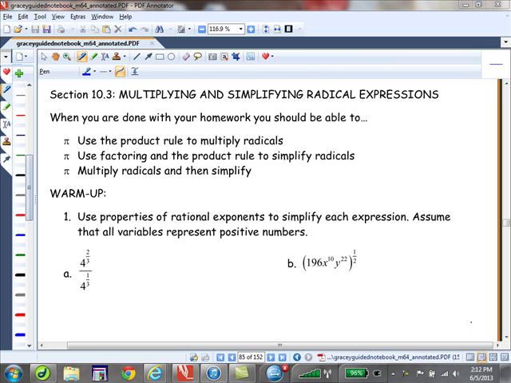We are covering section 10.3 of Blitzer's Introductory and Intermediate Algebra for College Students text. We will be learning how to multiply and simplify radical expressions today. So why don't you guys go ahead and warm up and we will get started with the lesson. So pause the movie, warm it up, and check to see how you did.